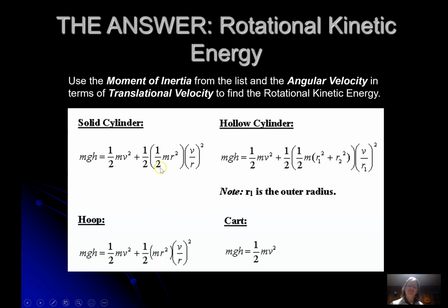If this had been a solid sphere, like a bowling ball or a marble, that would be a 2/5 mr squared. If this had been like a basketball or a tennis ball, this would be like a 2/3 mr squared. Now, instead of having the W looking thing, remember we substitute the V over the R. So this is where the magic happens, guys.